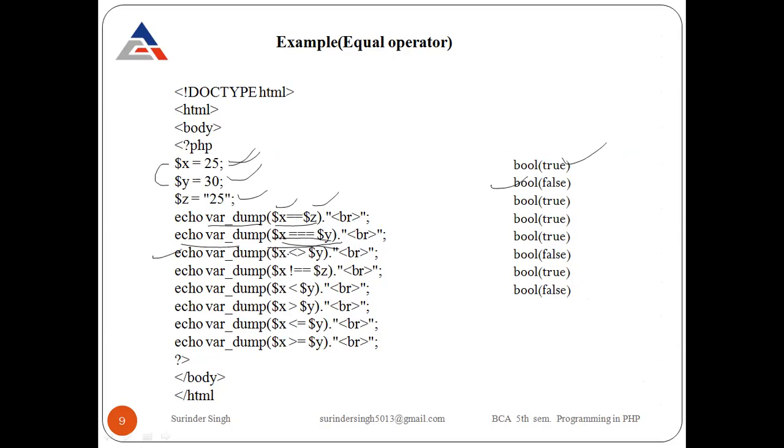And in the third statement we are checking x not equal to y. So x and y have different values. Even though they are of the same type, they have different values, so it returns true because they are not equal. Clear? And in the fourth statement we are checking x not identical to z. Clear? x not identical to z.